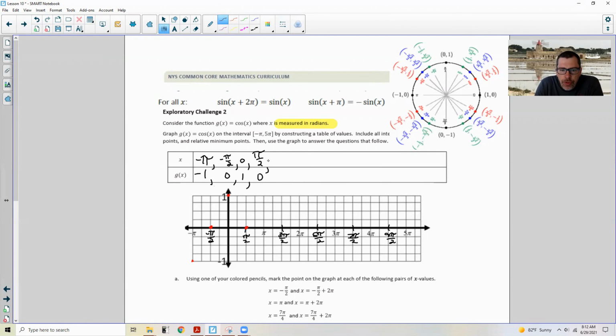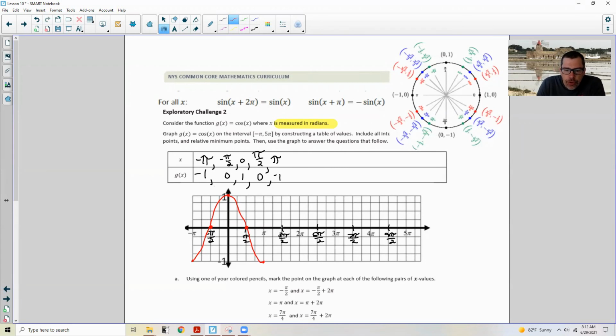So after pi over 2, we're going to go to pi. And pi is negative 1. Okay, so I have done a full cycle from negative 1 back to negative 1. And now if I connect these dots, it's going to go something like this. Okay, so there is the cosine curve from negative pi to pi. It's going to repeat now.